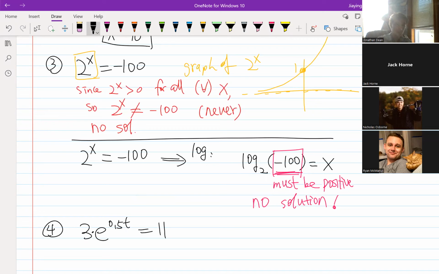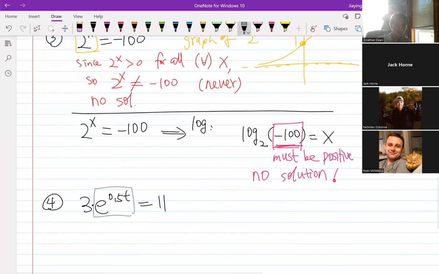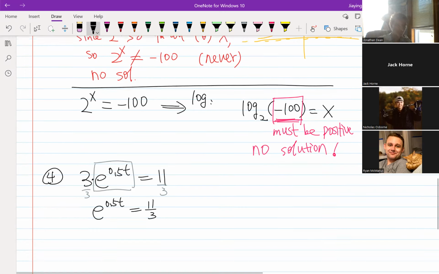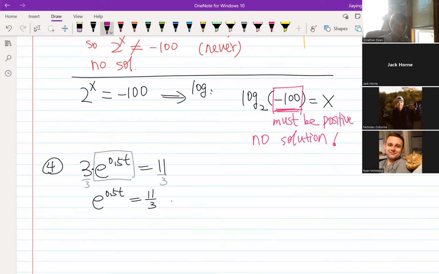That's equal to 11. So the first thing we're going to do is isolate the exponential part. The 3, we don't want it there. We need to get rid of it by dividing by 3 on both sides. So we get e to the 0.5t equals 11 over 3. Okay, what do we do now? Well, now we can try to isolate the t out of the exponential part. There are two ways, and I'm going to show you both. This is method 1.